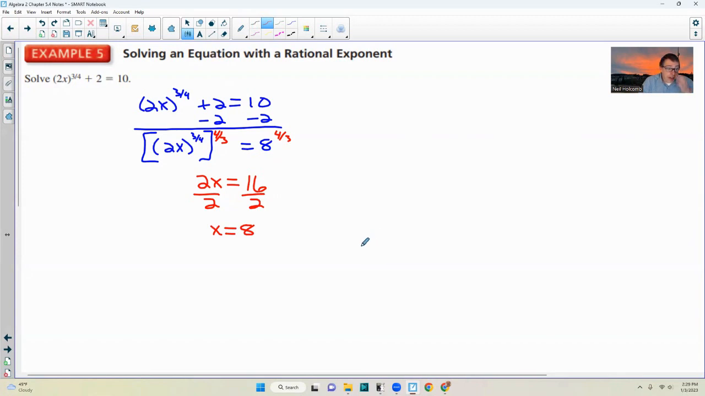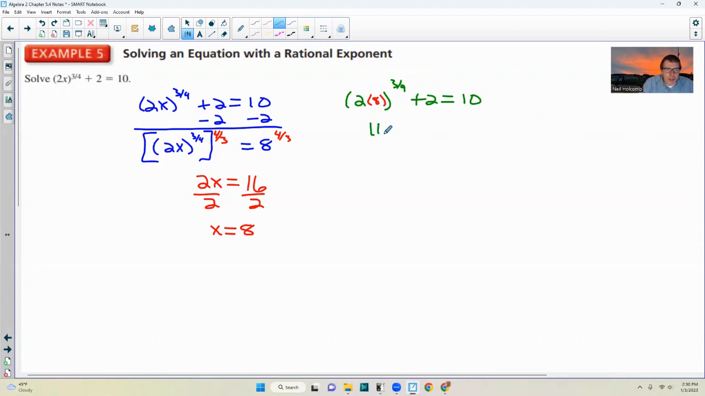Okay, so what have I not done yet? Oh, check. I'm going to put a 2 here. I'm doing the original equation. Substitute in my 8 for my x to the 3/4 plus 2 equals 10. So I wanted to make sure that the left side equals 10.